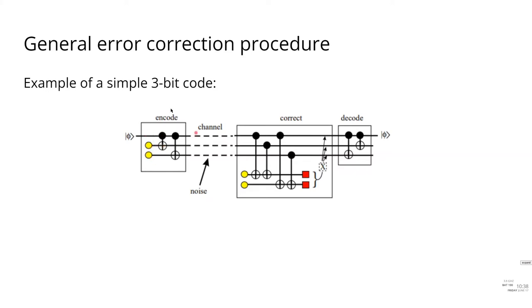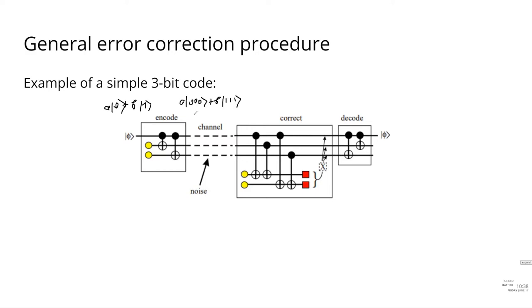So after the encoding step, if the original state was a|0> plus b|1>, then after the encoding, that would be a|000> plus b|111>.